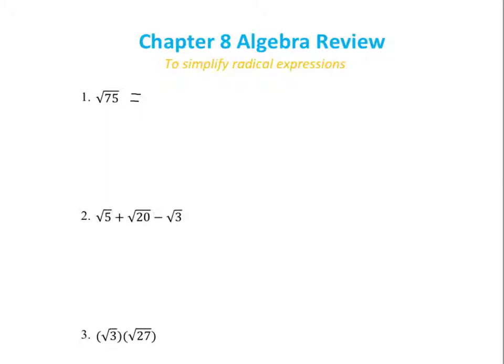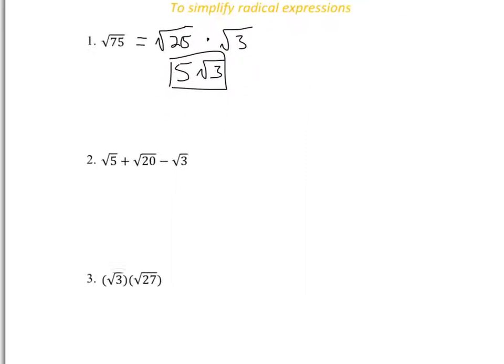Okay, so we'll start with 64. That obviously doesn't work. Neither does 49, neither does 36, but 25 does go into 75. So we could rewrite square root of 75 as square root of 25 times the square root of 3, since 25 times 3 is 75. Now, we all know that square root of 25 is 5, so the answer to this is going to be 5 square root of 3.